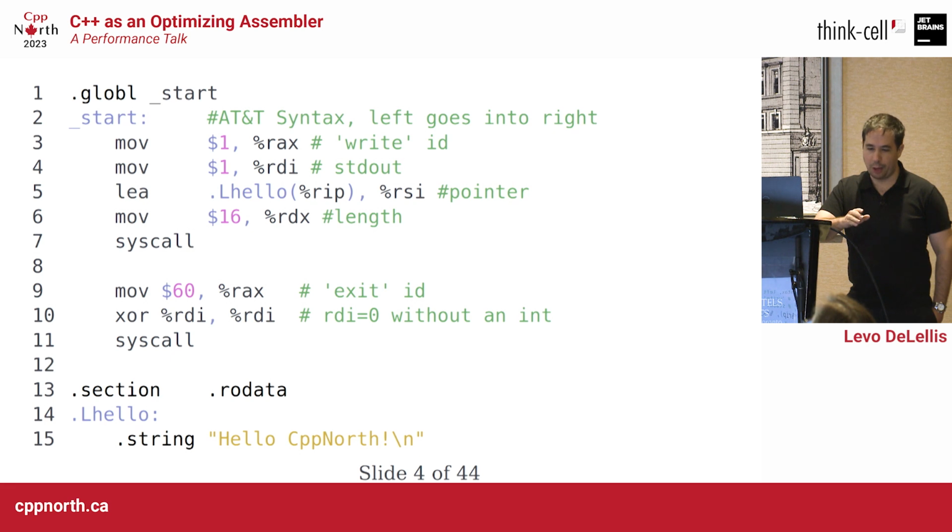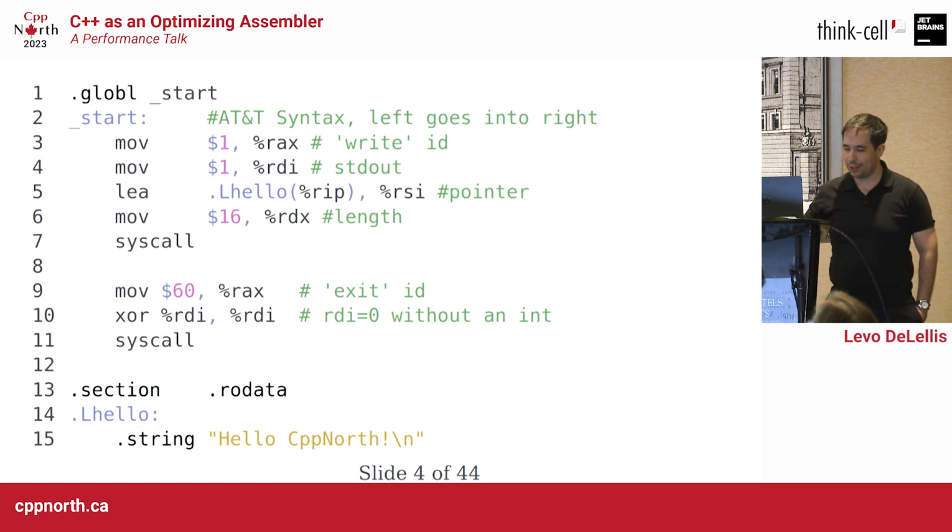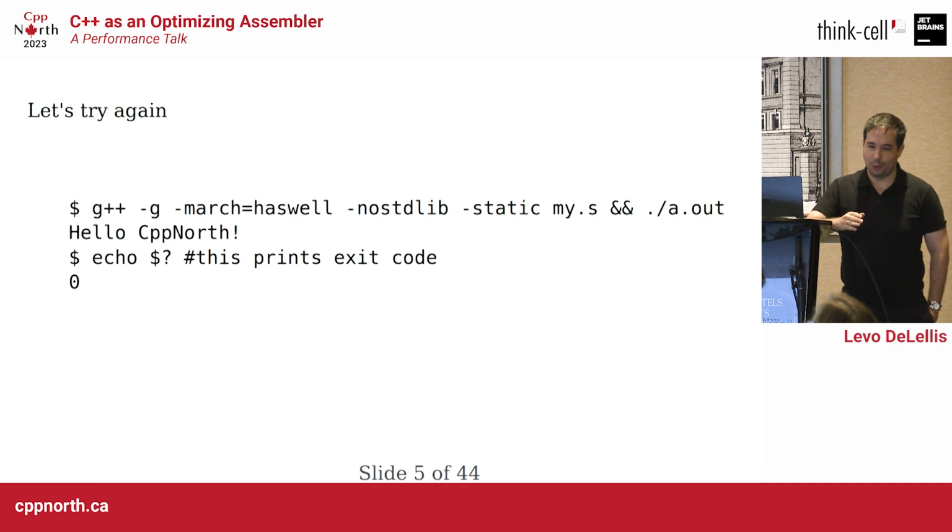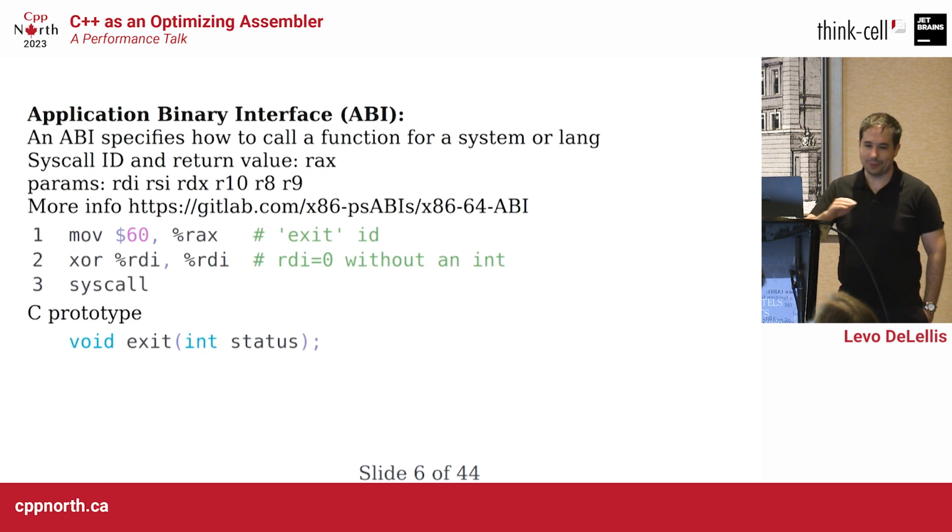A lot of math ops use a source register and a destination register. So what you're seeing here in the XOR is DI equals DI XOR DI. That's what you're seeing on line 10. So we compiled it, there's no seg fault, everyone's happy, and we have the exit code as 0.